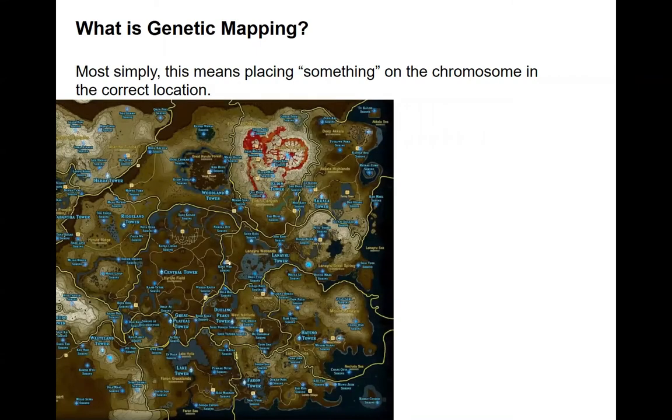So here's a map, Hyrule, from Breath of the Wild. Using this map, we can think about what does something mean? What are we going to place on the chromosome? Something could be a lot of different things. These are just basically landmarks.